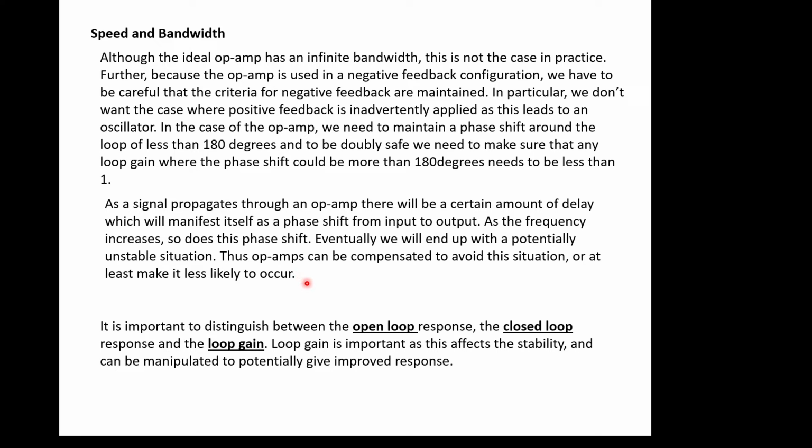So we start to get an idea that with the feedback system we need to be able to distinguish the various criteria that we're interested in, such as the open loop response, the closed loop response, and the loop gain. And they've all got the word loop in, which tends to make it a bit confusing. It's difficult to distinguish between them, particularly if you don't use them every day. And it's the loop gain that we're interested in for stability. Closed loop gain gives us the overall gain of the system, but the loop gain is the thing that affects the stability, and we can manipulate this potentially to give us improved response.